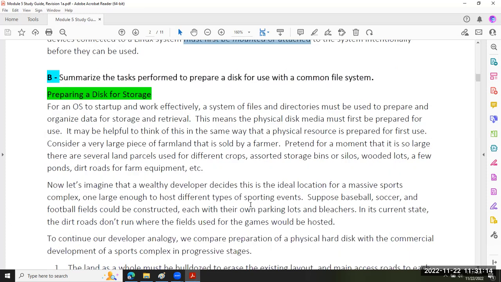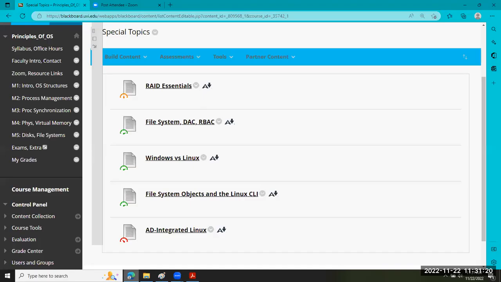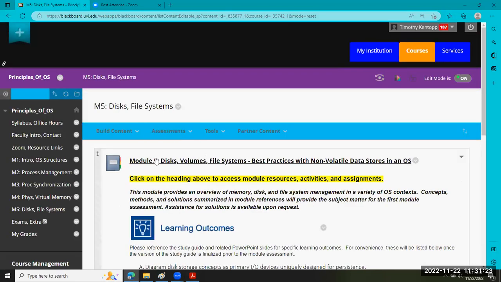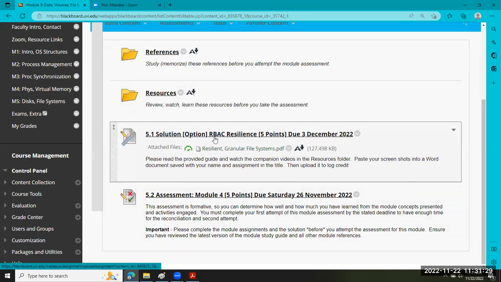By the way, and this is just a side note, if you do decide to engage the solution option because you'd like to log additional credit, you would be using the servers that I have ready for remote access. So you wouldn't be using your own server. You'd be using the remote login to perform the role-based access control.